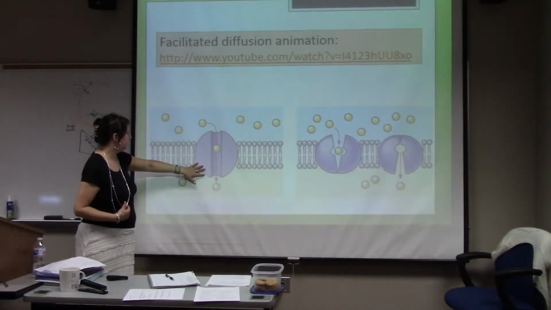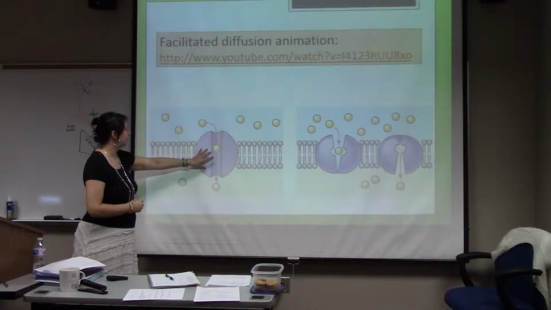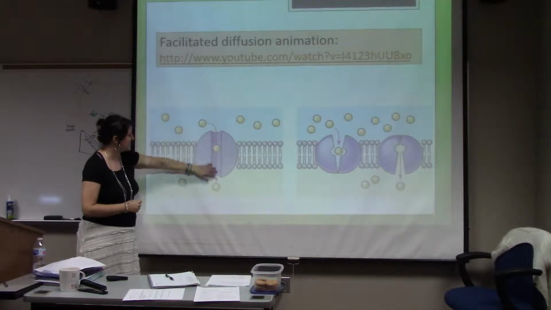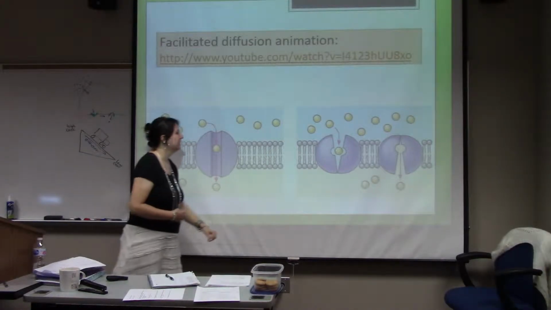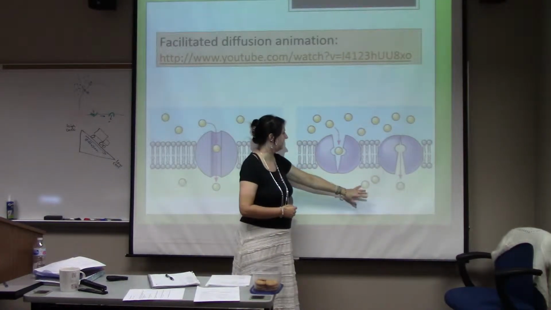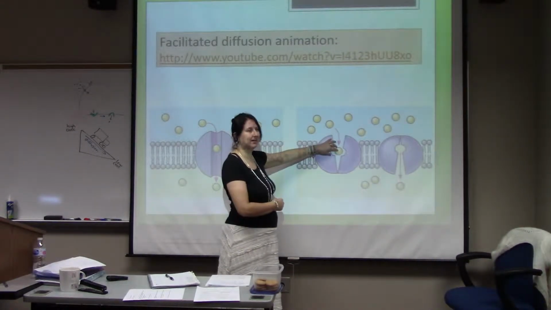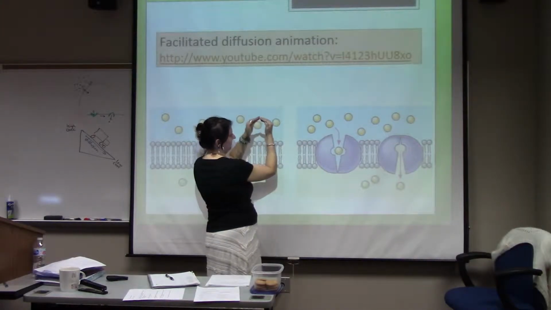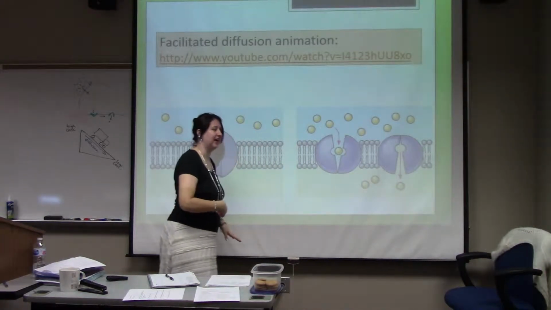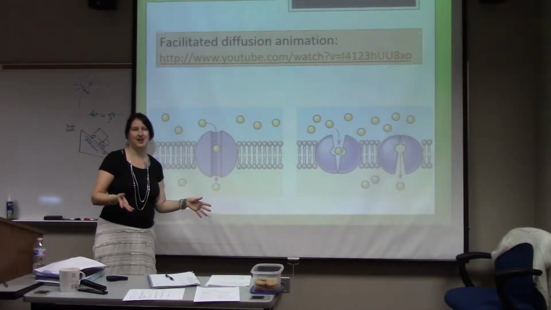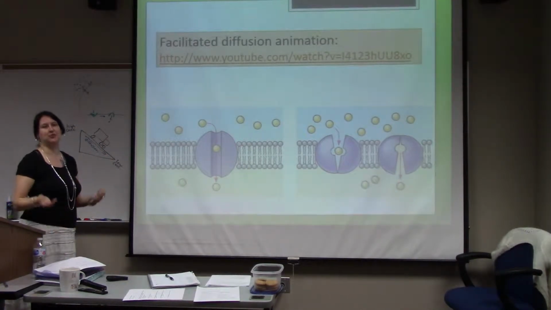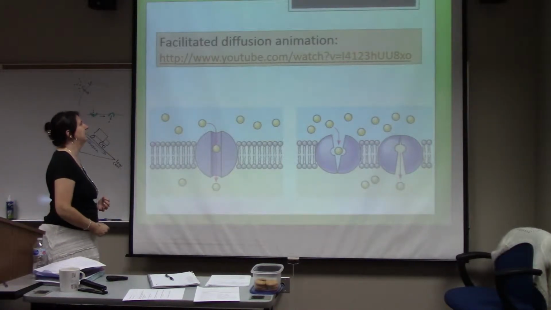So here's a channel. We've got our protein in the membrane. The substances are more concentrated here, so they're going through this way. Here's a carrier. Again, the substances are going with their gradient, but it has to go into the carrier, and then the carrier switches positions to let the substance out on the other side. So both of these are facilitated diffusion. The transport protein facilitates or helps the substance get across.